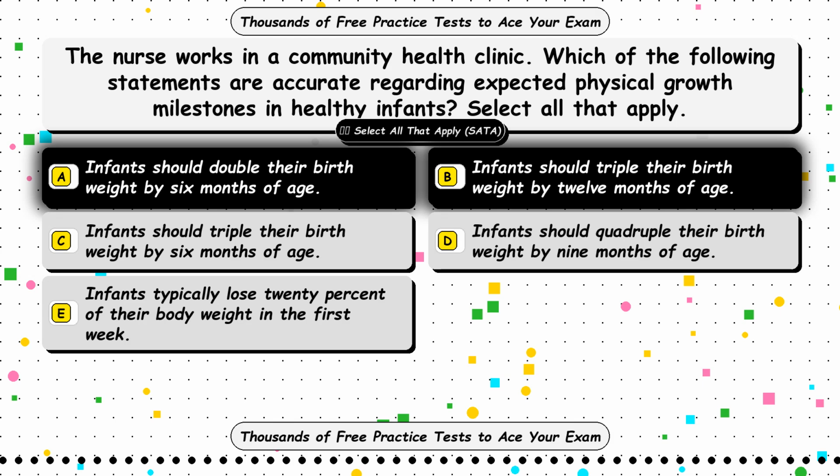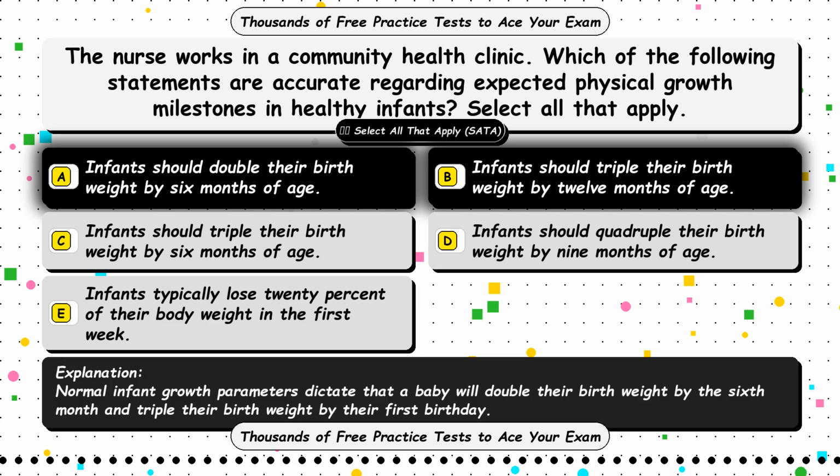The correct answers are options A and B. Infants should double their birth weight by 6 months of age. Infants should triple their birth weight by 12 months of age. Normal infant growth parameters dictate that a baby will double their birth weight by the 6th month and triple their birth weight by their first birthday.